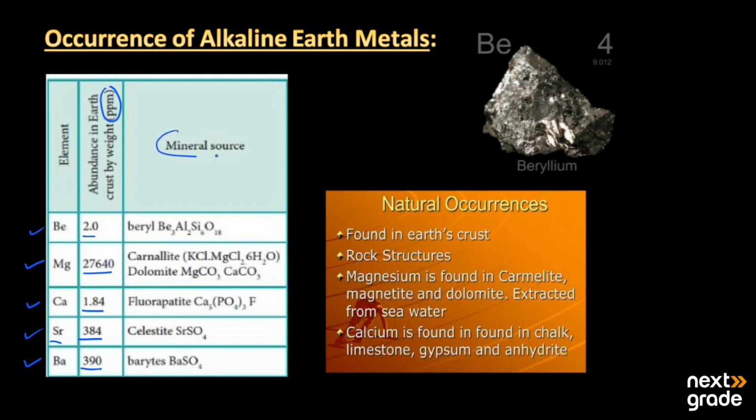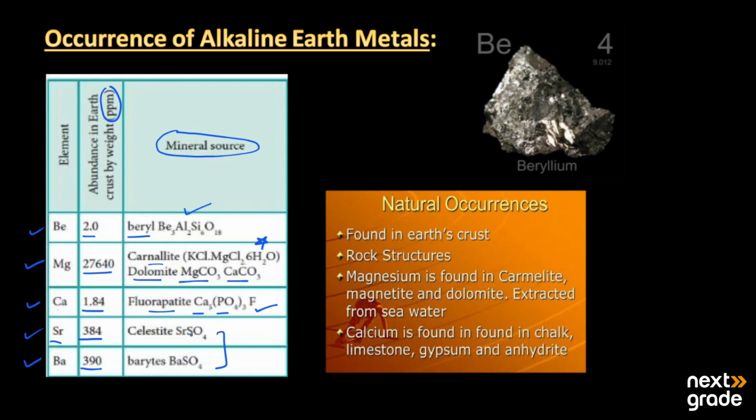Then, what type of mineral salts are present for the alkaline earth metals? Beryllium exists in the form of beryl, where its formula is this, and magnesium can exist in the form of carnallite and dolomite, with magnesium carbonate, calcium carbonate, along with the water of hydration. Calcium exists in the form of fluorapatite with Ca5(PO4)3 and fluorine. We also have the minerals of strontium and barium, and these are their formulas: barium sulfate and strontium sulfate.